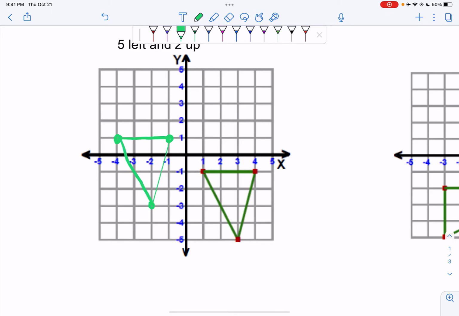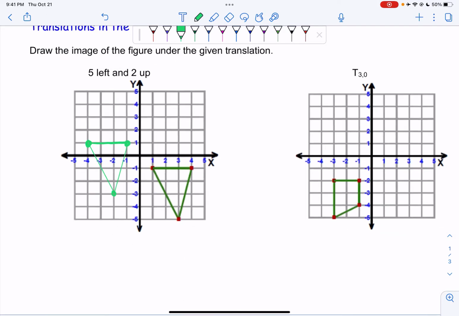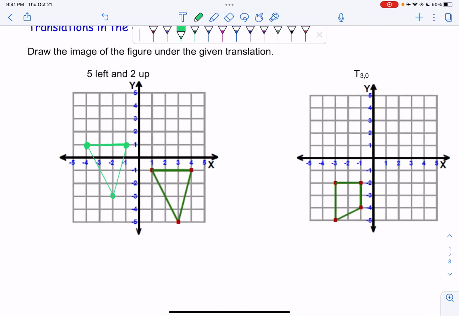As you can tell, it's 9:41 at night, and then I connect those points. And that's your final answer. If you look, I started with a triangle, I'm going to end with a triangle.